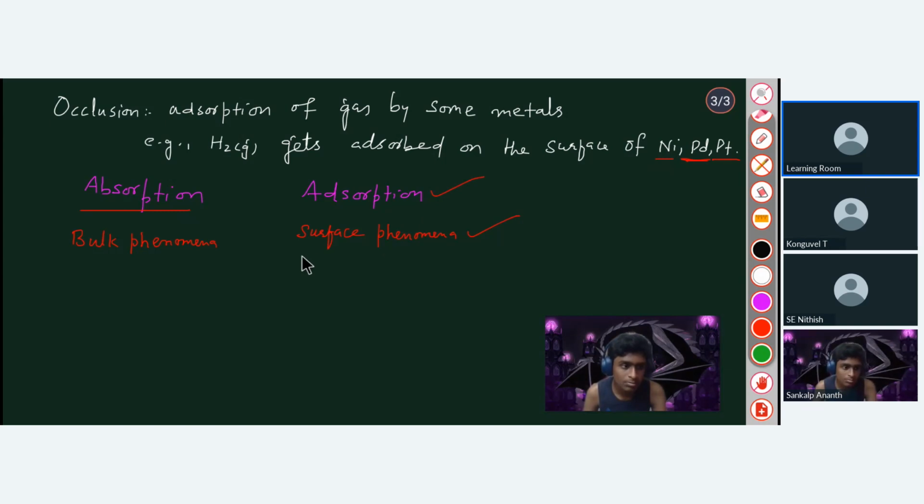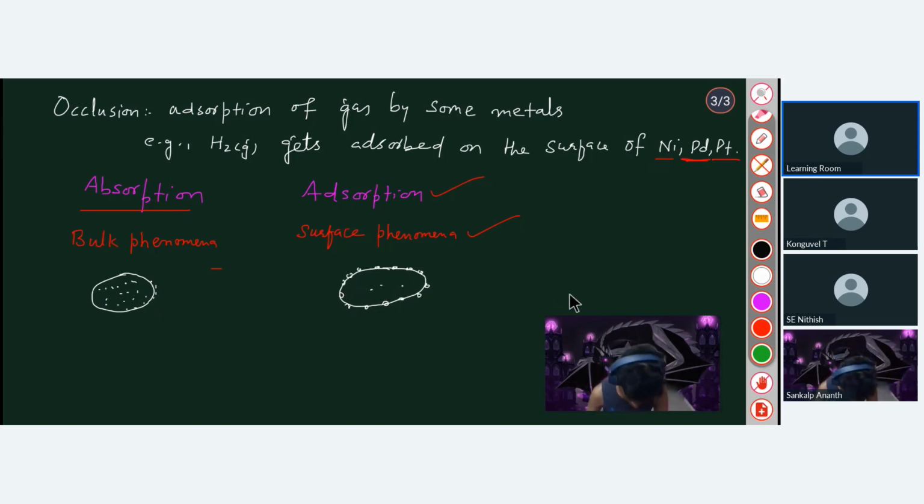It's a surface phenomenon. To represent bulk phenomenon, for example, this is the substance, and the other particles have just got inside. This is the bulk phenomenon, the absorption. Now if most of the particles are absorbed only at the surface, then it's called adsorption. Few may enter, but most of the molecules will be at the surface. Got it?